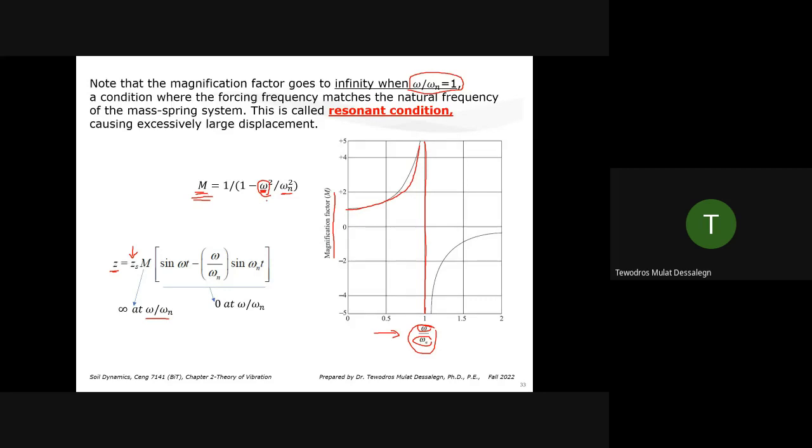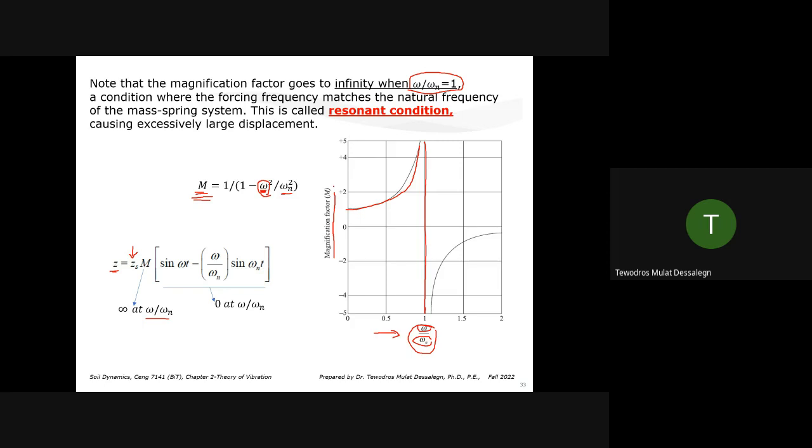This is what resonance is. Resonance is when your forcing frequency, either from a motor vibration for a machine foundation or from an earthquake condition, is closely matching the natural frequency of your system, which is your foundation, your spring, your structure, and soil. If they are closely matching, then expect excessively large displacement. And that's the resonance phenomenon.